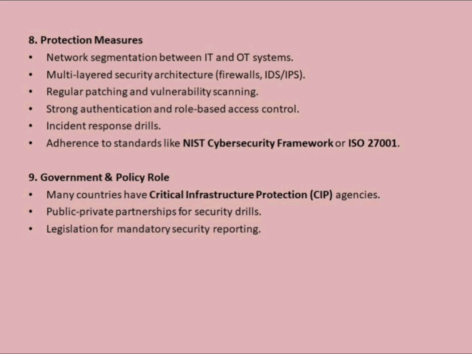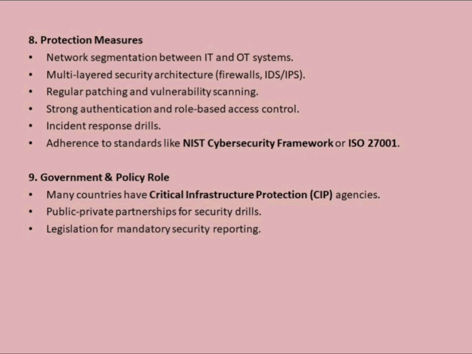Governments also play a major role in protecting CI. Many countries have critical infrastructure protection, CIP, agencies dedicated to monitoring threats, setting security guidelines, and coordinating responses. Public-private partnerships bring together government agencies and private companies to conduct security drills, share threat intelligence, and improve resilience. Laws and regulations often require mandatory security reporting, so organizations must notify authorities when significant cyber incidents occur. This helps detect patterns and respond faster to threats at a national level.